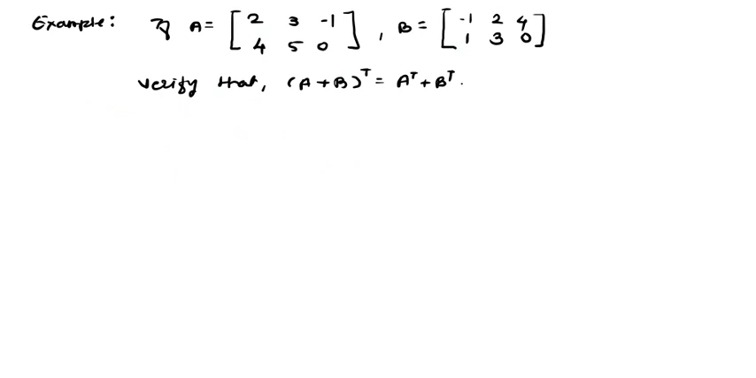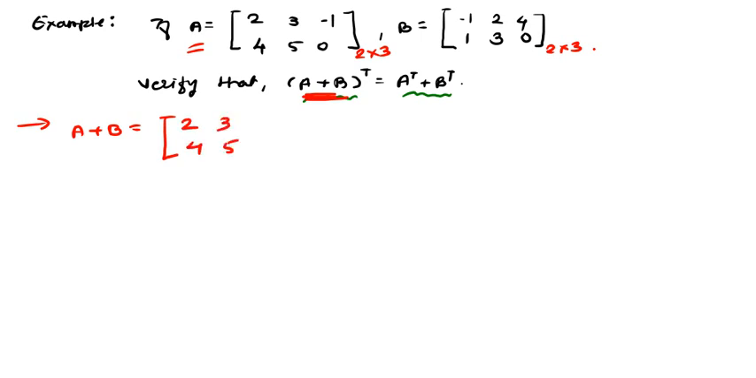Now we have another example. Suppose the matrix A is of order 2 by 3, and the matrix B is of order 2 by 3, then we have to verify this equation: (A plus B) transpose is equal to A transpose plus B transpose. For solving such an example, firstly we will calculate the value of A plus B. We know how to add two matrices, so A will get added to matrix B.